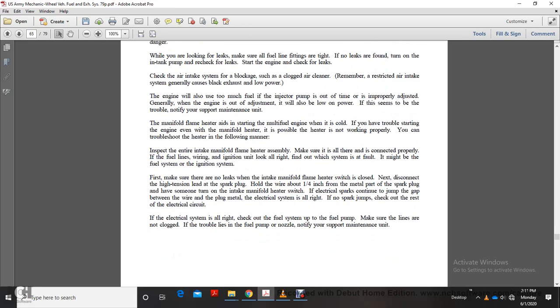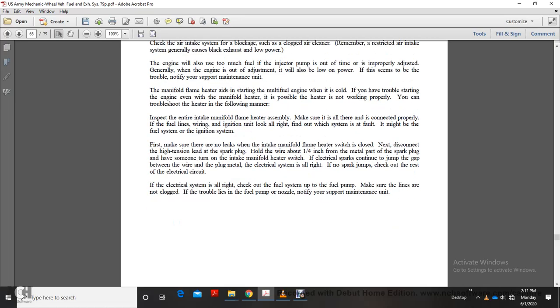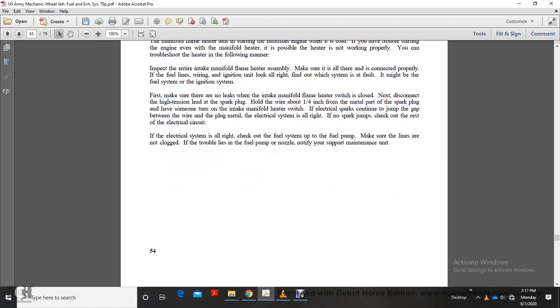The manifold flame heater aids in starting the engine when it's cold, and you will have troubleshooting of the engine even with a manifold heater possible here. If they're not working properly, you can troubleshoot the heater in the following manner. Inspect the engine air intake manifold and flame heater assembly. Make sure that they're connected properly with the fuel lines, wiring, and ignition unit. The fault may be in the fuel system or the ignition system.